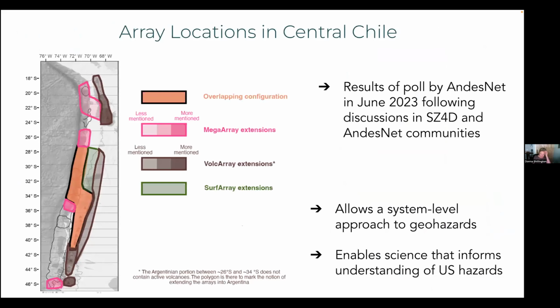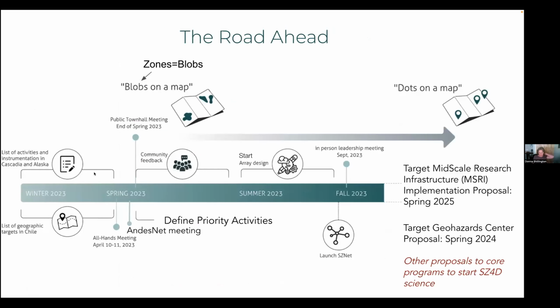And as Shosho described, the Chilean Argentinian community through AndesNet had a meeting last June to discuss and then ultimately vote on regions of the margin to focus on, and the area that emerged as ideal and with overlapping opportunities for all these different array components was here within the central Chilean subduction zone. All right, so that's where we are.